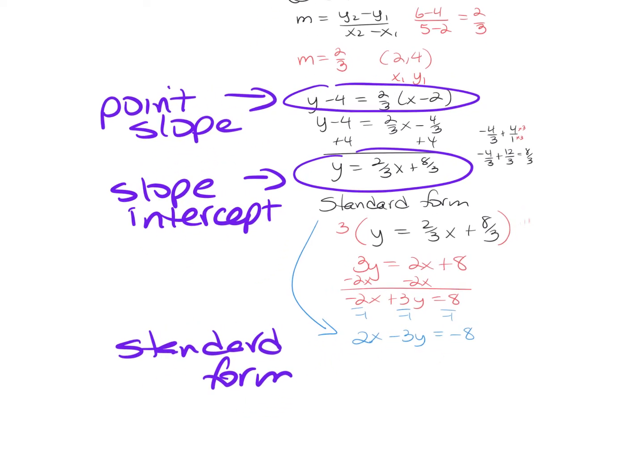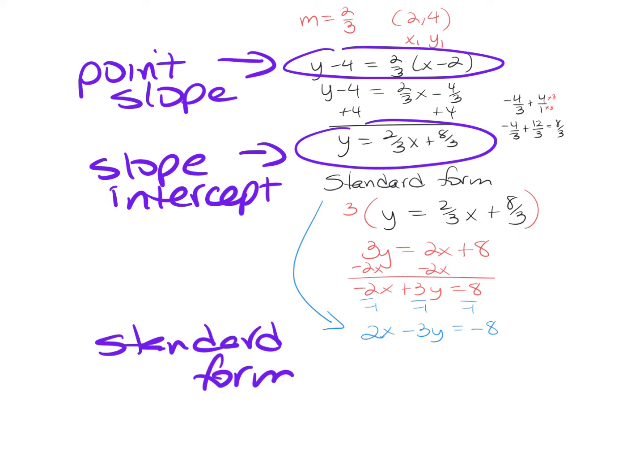So these are the 3 forms that they could potentially ask you to leave your answers. If they do not specify, then what you're going to do is leave it in slope-intercept form. Because again, remember, standard form is ax plus by equals c. No fractions, and the a has to be positive. Let's try another one. Let's talk about horizontal and vertical lines.